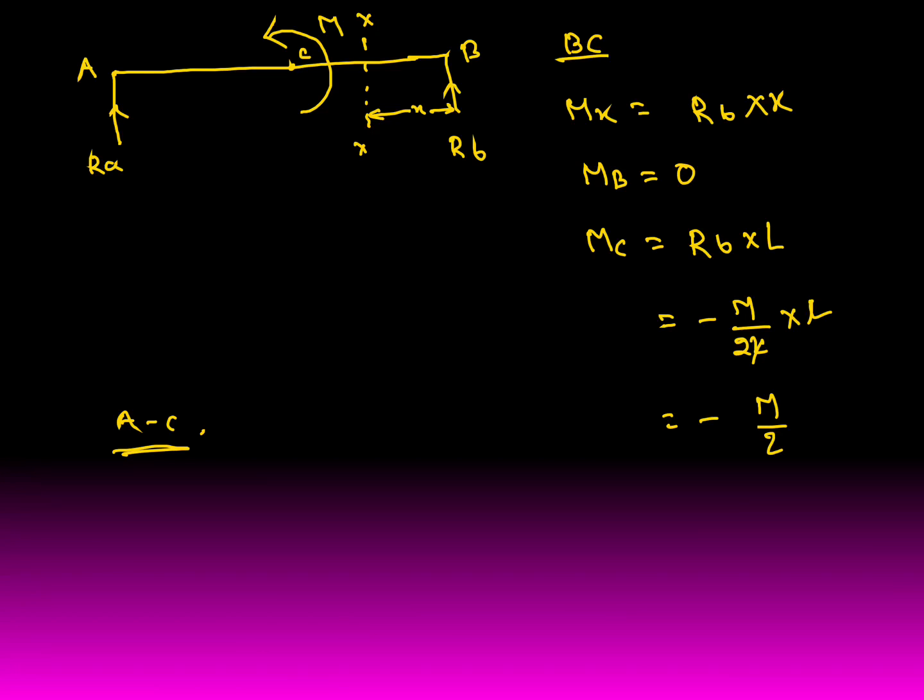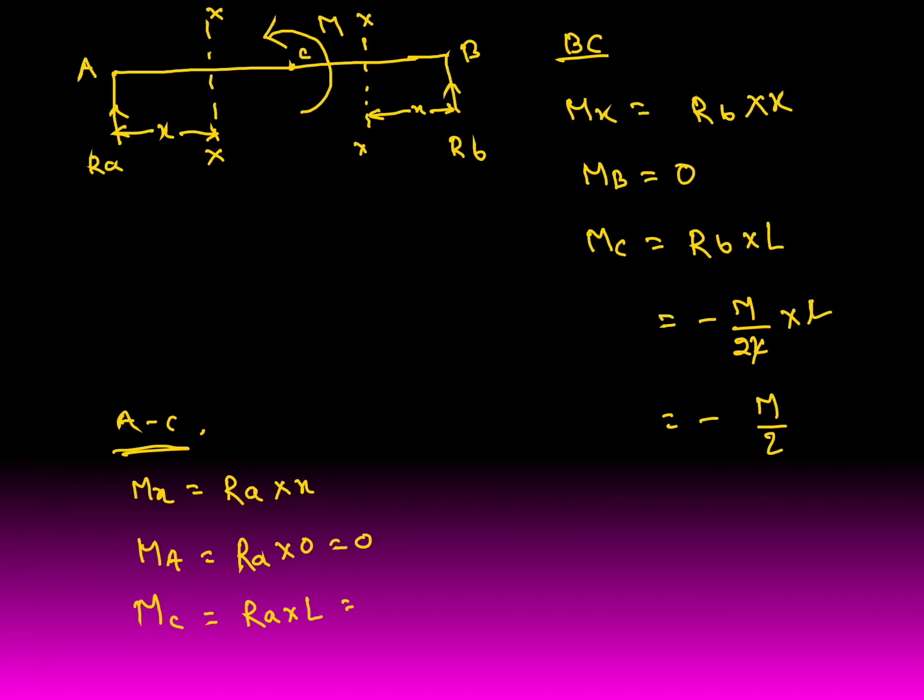And if you start from the left side along AC, at x distance, section XX, you will get Mx equal to RA into x, also positive. At point A, x is 0, so RA into 0 is 0. At point C, x equal to L, it's RA into L. RA is M by 2L into L, so you will get M by 2. The first time we got minus M by 2, and the second time plus M by 2.